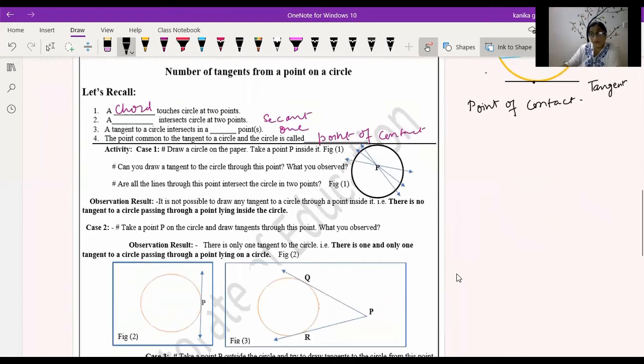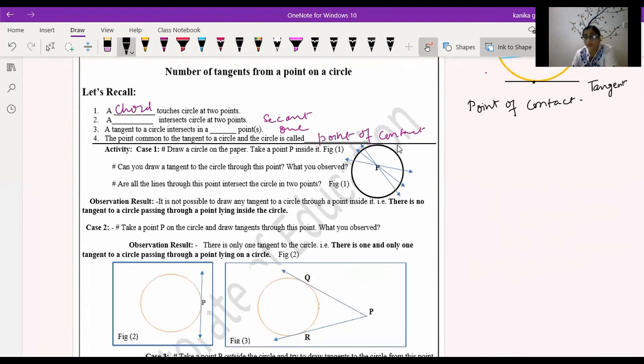Now our fill in the blanks. A dash touches the circle at 2 points. A chord touches a circle at 2 points. Second, a dash intersects the circle at 2 points. Secant. Third, a tangent to a circle intersects at a dash point. 1 point. The point common to the tangent to the circle and the circle is called the point of contact.